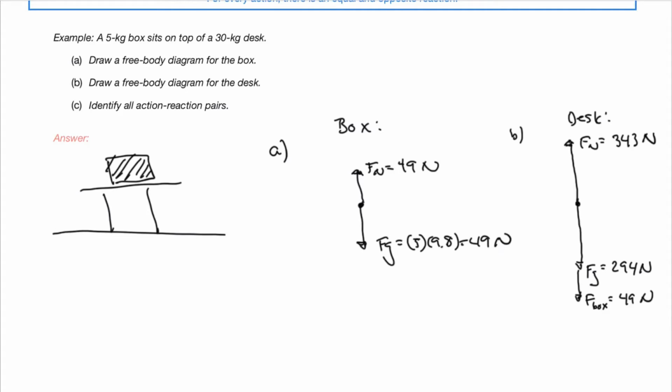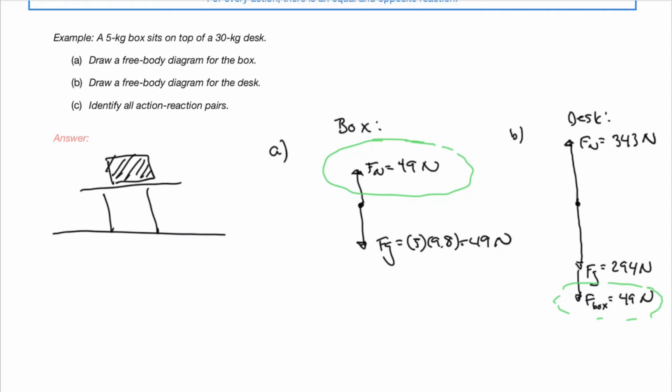So now that we've drawn free body diagrams for both the box and the desk, let's look at the action-reaction pairs. Students are often surprised that if we look at these free body diagrams, there is only one action-reaction pair. That action-reaction pair has to do with the normal force acting on the box. Can you identify its reaction? Students are often surprised that the reaction force is the force acting by the box down on the desk.